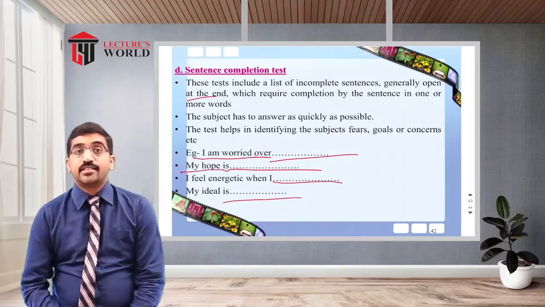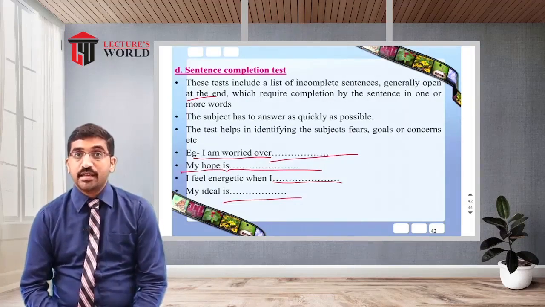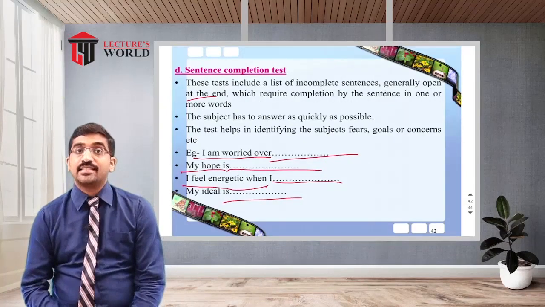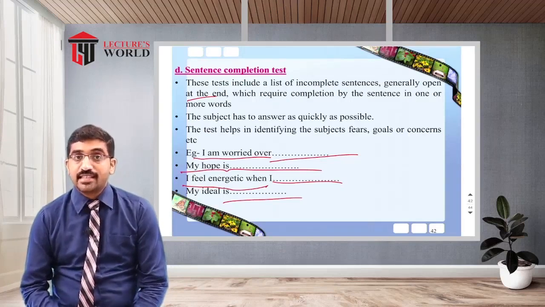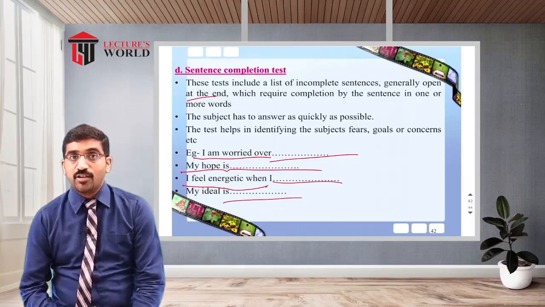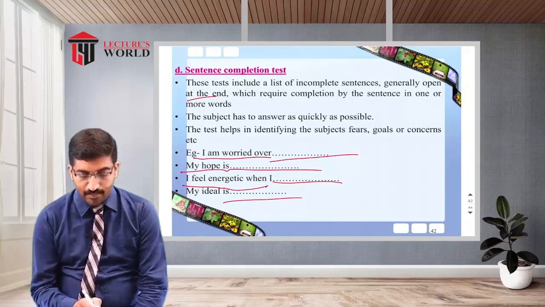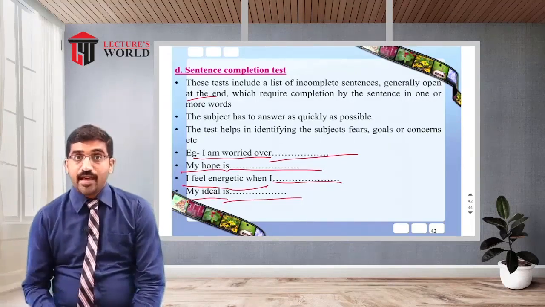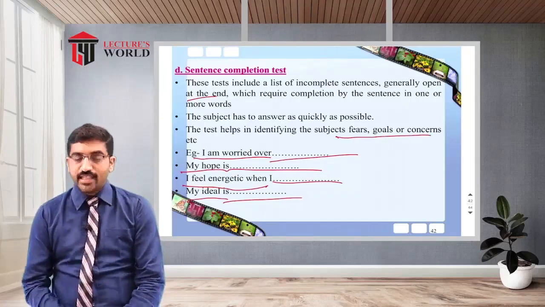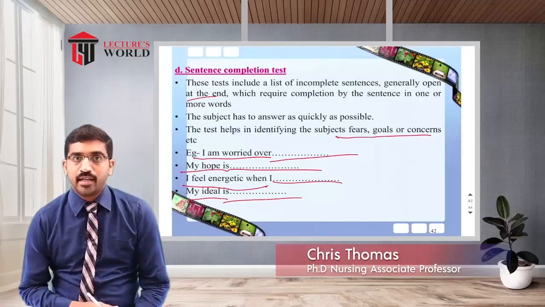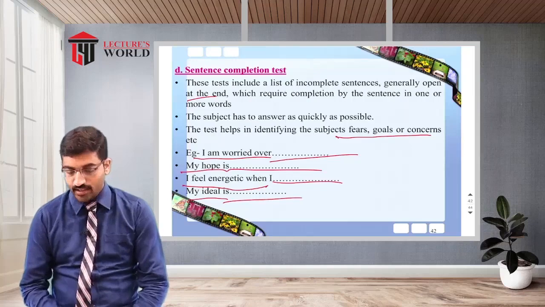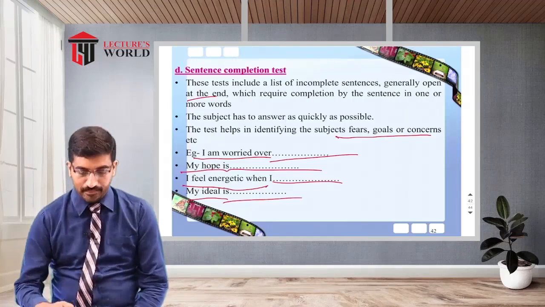My hope is to become a nursing officer, a government servant, or a businessman. I feel energetic when I see my parents, when I stay with my wife, when I stay with my child, or when I am with my students, anything. My ideal is my parent, my ideal is my friend, anything could be there. They always identify fear, goals, or anything related to that. I just gave examples. It is not my personality. I just shared some examples from people who have shared with us. So this is the sentence completion test.